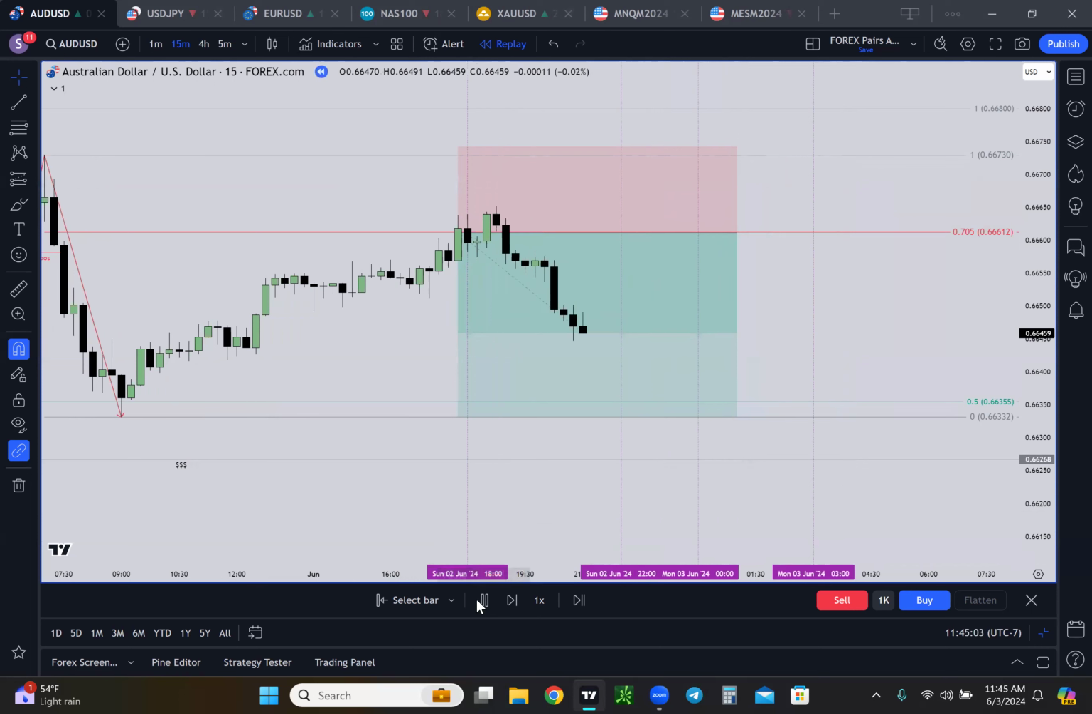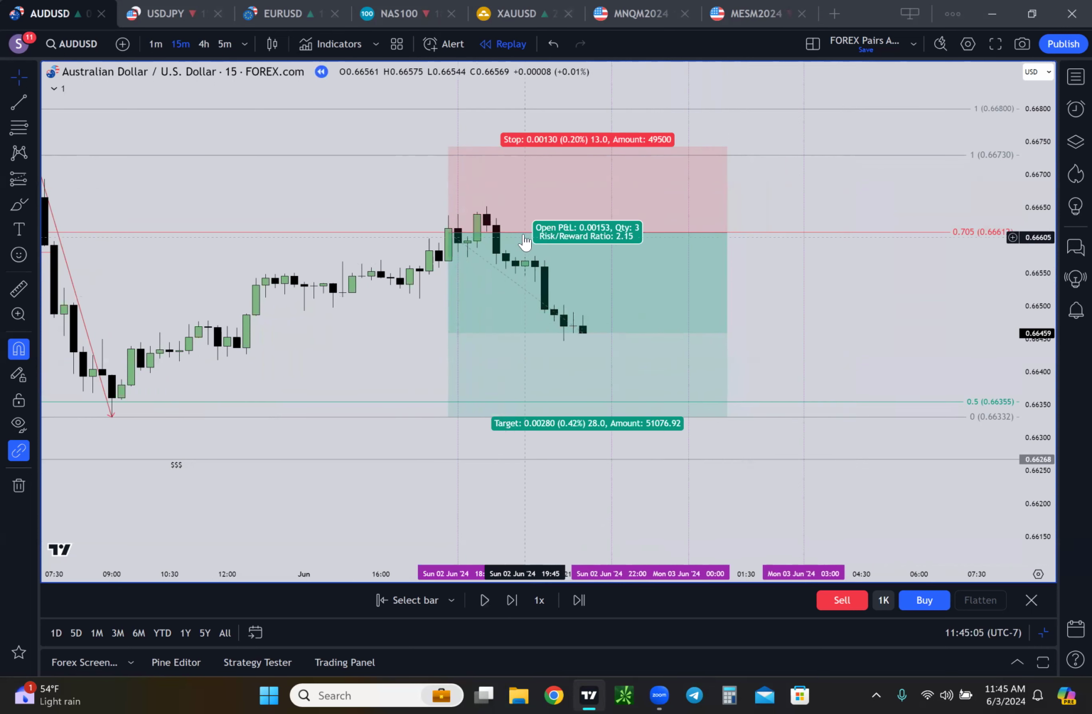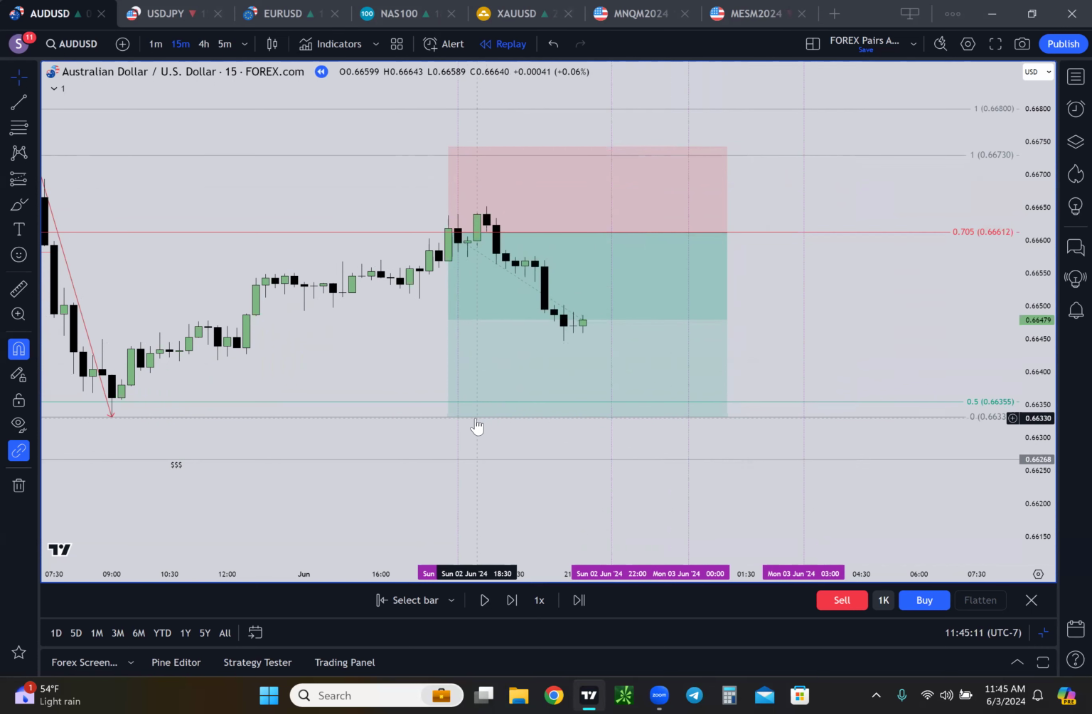Now, at this point, one of my trading rules is when price reaches halfway to my target, I move my stop to break even. So at this point in time, I'm at a risk-free trade. My stop is 1 pip in front of my entry to cover commission costs. So at this point, I can't lose if price reverses and takes me out.